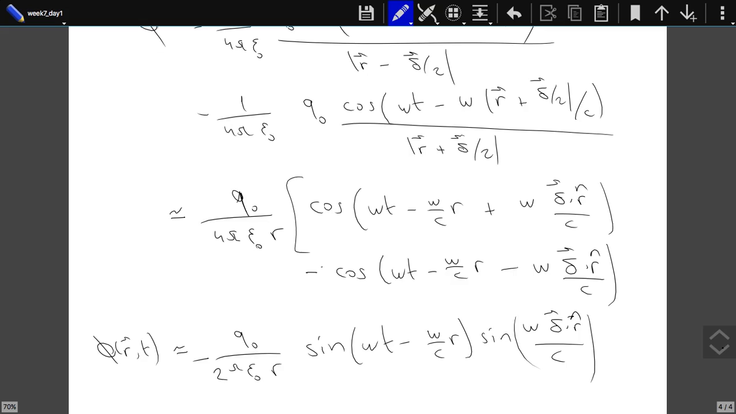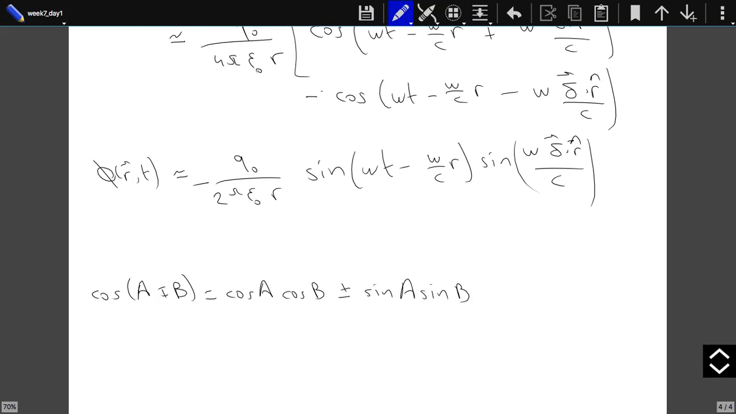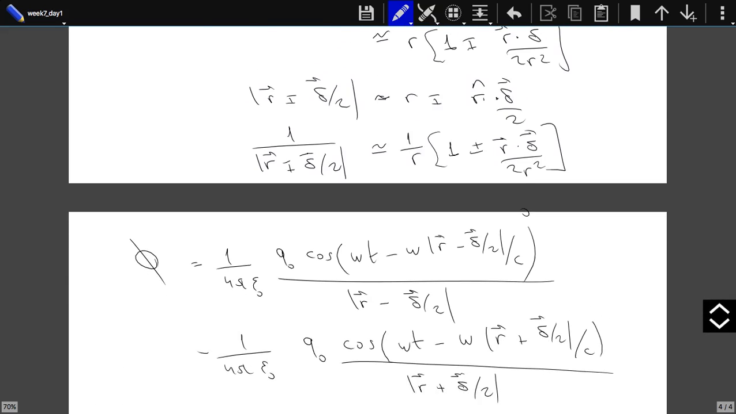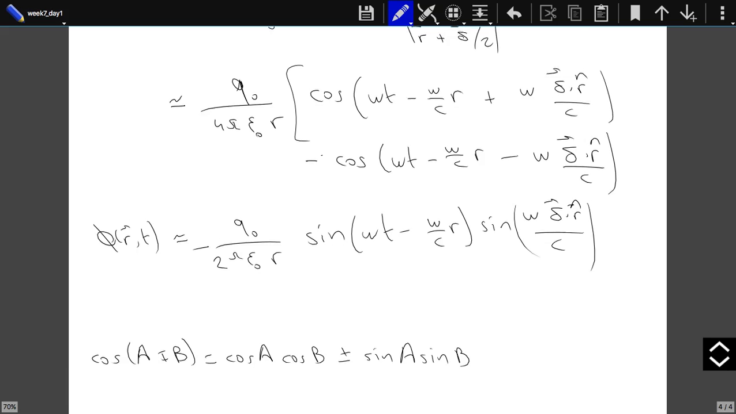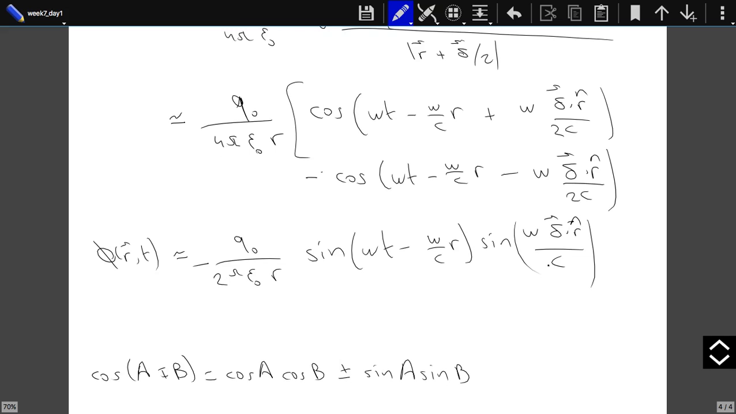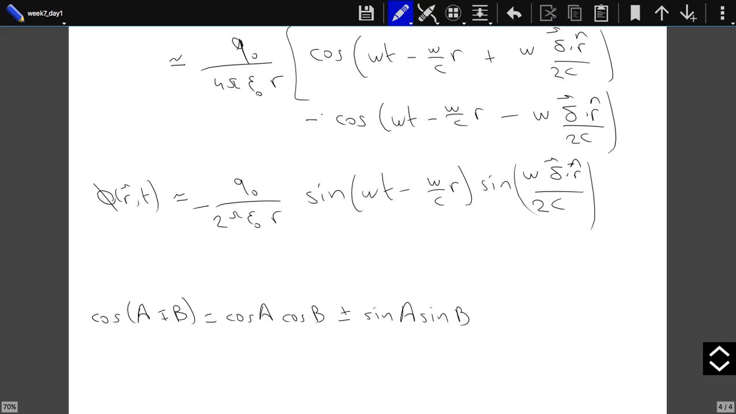Do you agree up to here? I will make one more approximation. By the way, I think I forgot some factors of 2. So here I get factors of 2. Now I will make one more approximation: I will assume that this number is small inside the sine.